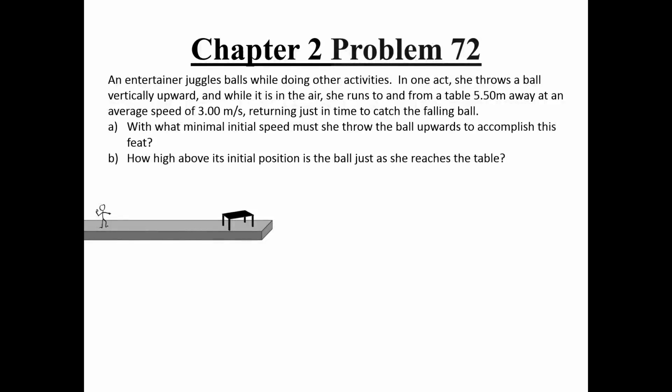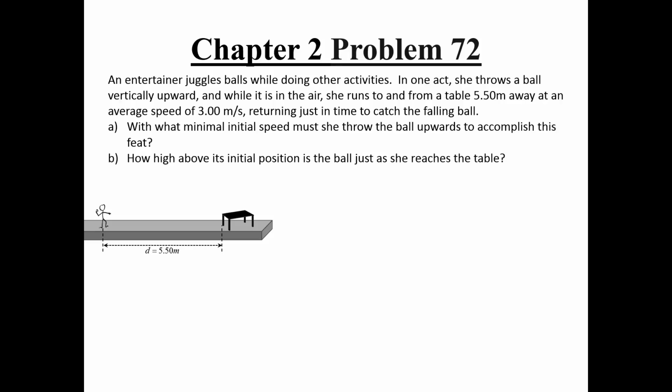This video will cover a solution guide to problem 72 from chapter 2. An entertainer juggles balls while doing other activities. In one act, she throws a ball vertically upward, and while it is in the air, she runs to and from a table 5.5 meters away at an average speed of 3 meters per second, returning just in time to catch the falling ball. With what minimal initial speed must she throw the ball upward to accomplish this feat? How high above its initial position is the ball just as she reaches the table?